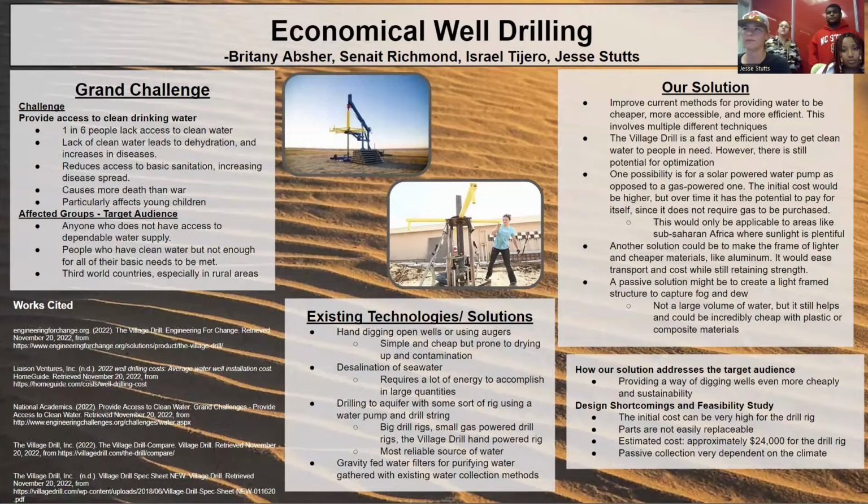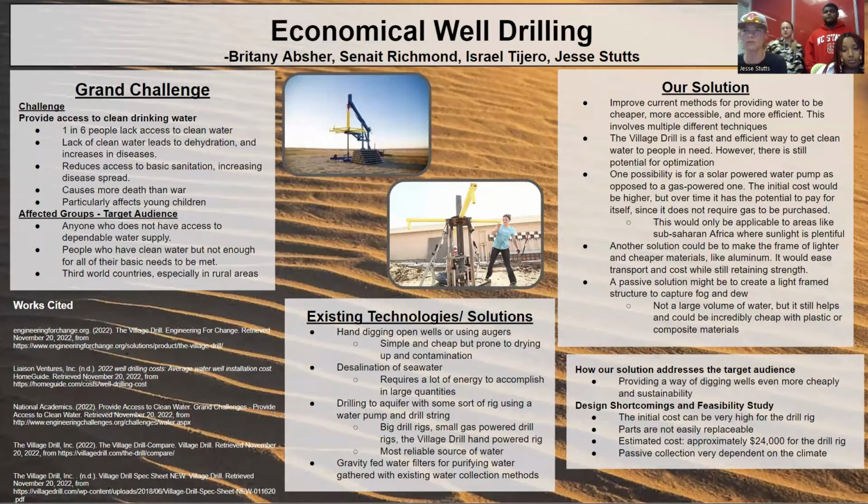Our solution addresses the target audience by providing a way to dig wells that's cheaper and more sustainable. Although there are design shortcomings in feasibility studies, the initial cost would be very high for the drill rig, about $24,000, and the parts are not easily replaceable. But in passive collection, it is also very dependent on the climate. But our solution, the cons don't outweigh the pros, so we still believe that our solution would still be better than the competing solutions.